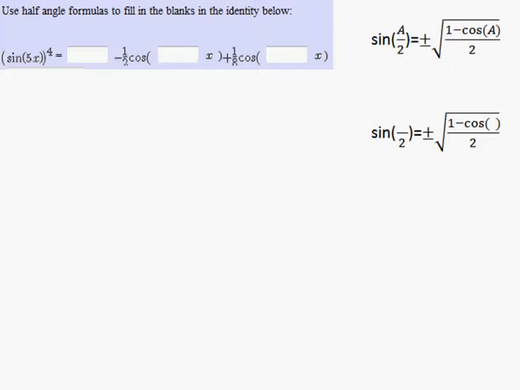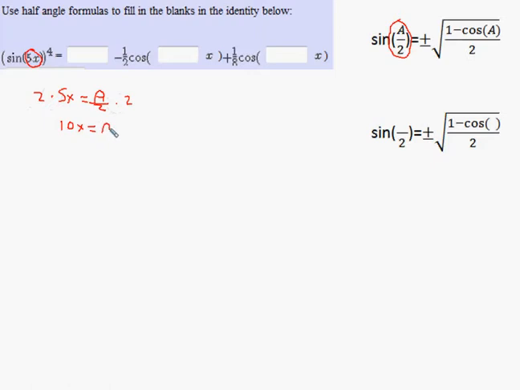So for starters, where you see a over 2 in this identity here, we have a 5x in our problem. So where I have a 5x in my problem, that lines up with a over 2 in the identity. To figure out the value of a in my problem, you could solve this for a by simply multiplying both sides by 2. And the a that works for our problem would be to let a be 10x.